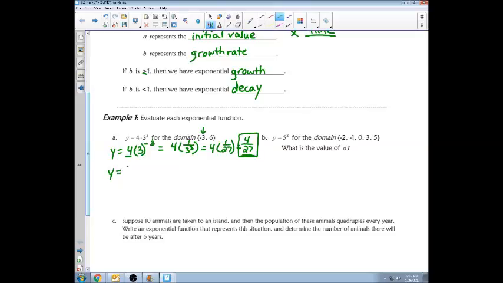So y equals 4 times 3 raised to the 6th. Well, here, what's going to happen is it's going to be growth because my b value is greater than 1. I don't have a negative exponent to flip it and make it less than 1. So it would take 3 raised to the 6th power.